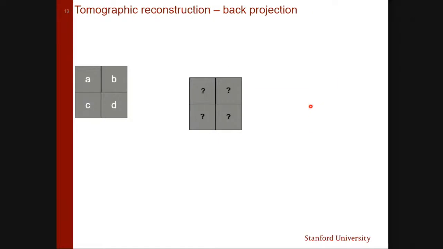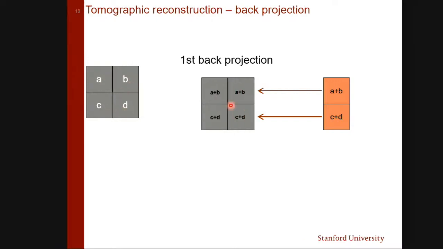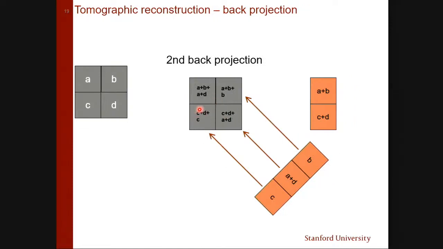So we do back projection. Since we know this information, we put it back into our volume. We don't know exactly that it's A, B, C, D. We're just putting A plus B everywhere here and C plus D here, okay? Then we get another projection, and we add that information to each voxel here.